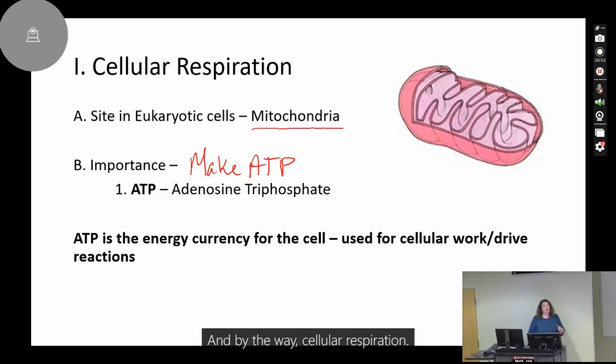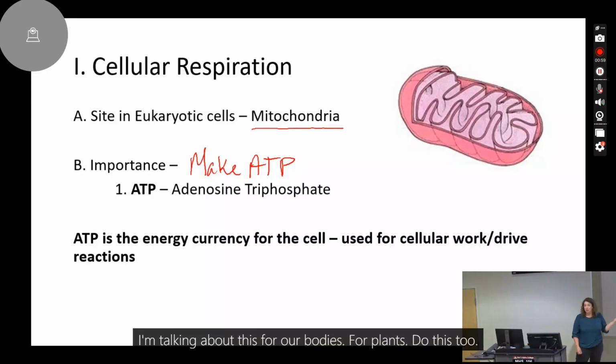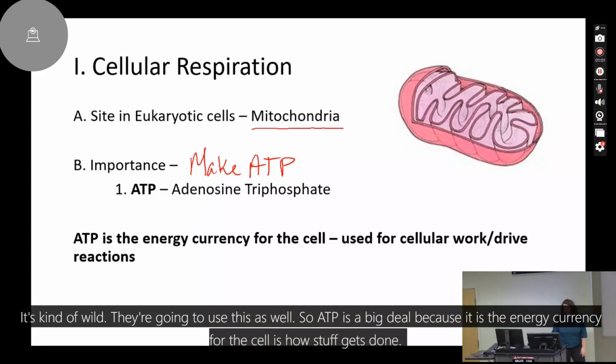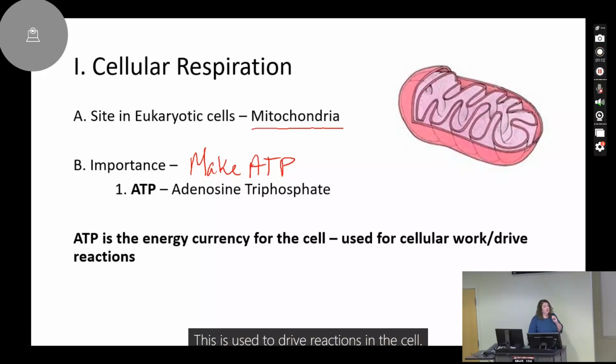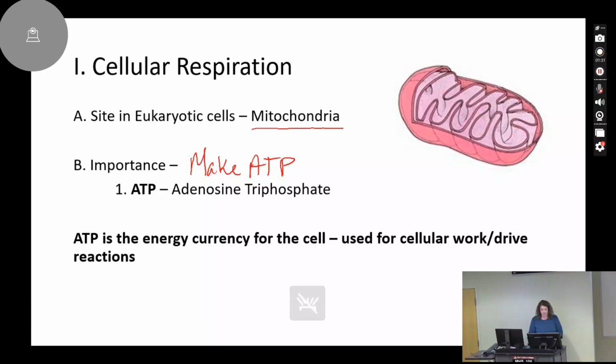All right. And by the way, cellular respiration, I'm talking about this for our bodies, but plants do this too. It's kind of wild. So ATP is a big deal because it is the energy currency for the cell. It's how stuff gets done. This is used to drive reactions in the cell. It basically lowers the activation energy. Super important. And a lot of this happens because the mitochondria have all this surface area, all these countertops, all those membranes to get things done.